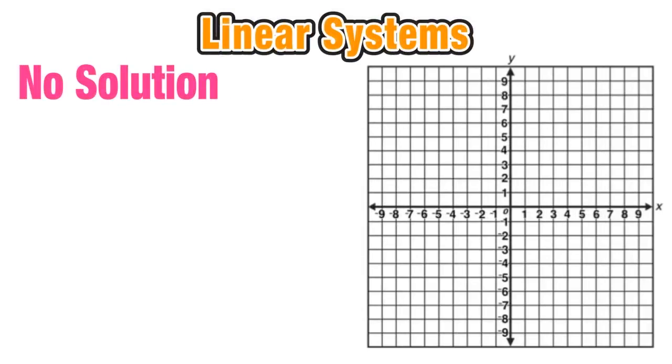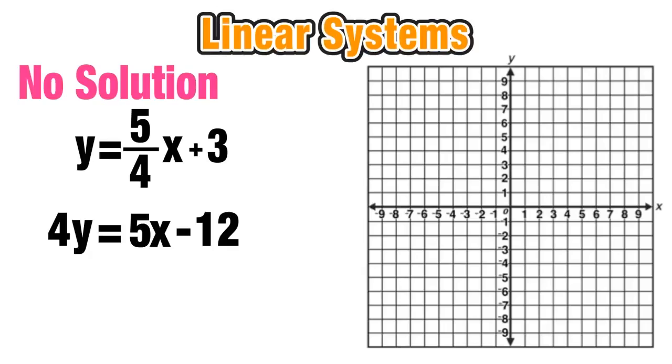So now what's the deal when there's no solution to a linear system? Now the first equation is in mx plus b form, so I'm ready to graph it. I start at the y-intercept, use the slope, and graph the line. So we're good on the first line.